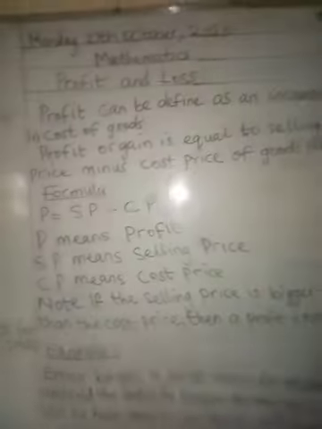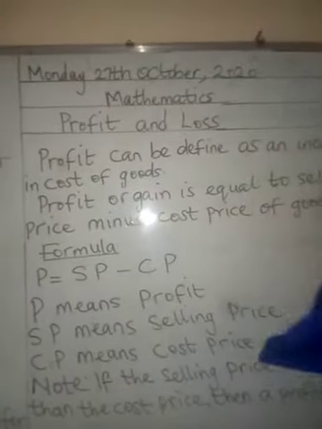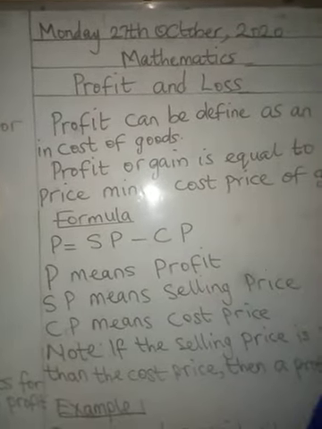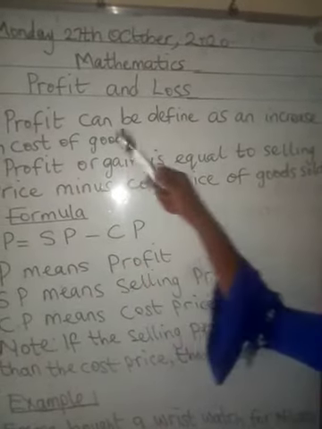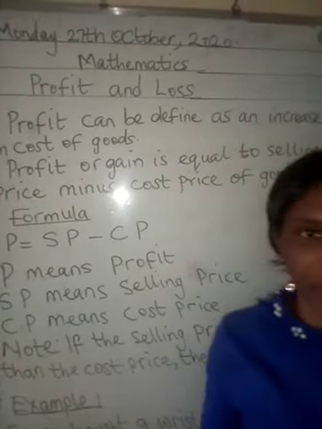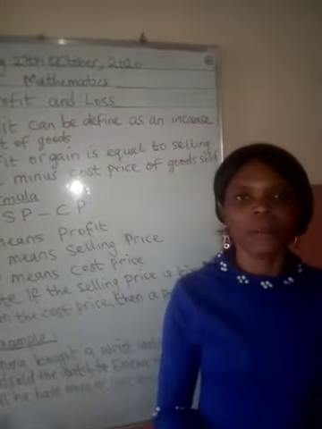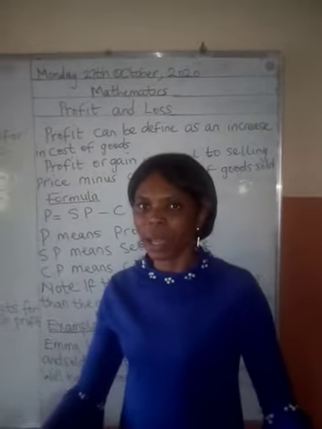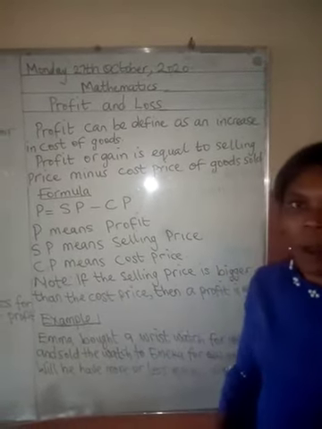Now let's look at what we have. We're looking at a subject, mathematics, and a topic, profit and loss. For the benefit of today's lesson, we'll be looking at the profit part of it alone. Now, what is profit? What do we mean by the word profit? Profit can be defined as an increase in cost of goods. Like I gave you an instance the first time, if you go to the market, you buy your mobile phone for 5,000 and you decide to sell it to your friend for 7,000, I believe you know there is an increase. So that is what we call profit or gain. It can also be called gain.